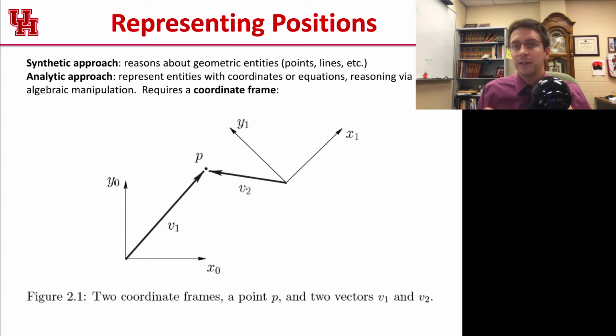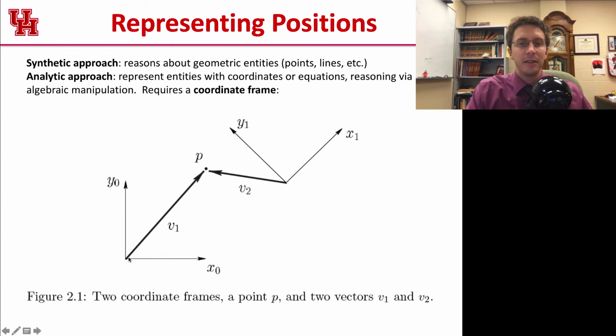In order to do this, we have to affix coordinate frames. And so we have to bolt the coordinate frames in different places in a workspace, and then we can reason with equations and coordinates about this. And so here I have two different coordinate frames. You'll see that there is this 0 coordinate frame, x0, y0, and then there is a second coordinate frame, x1, y1. And then there's this point P that we want to talk about.